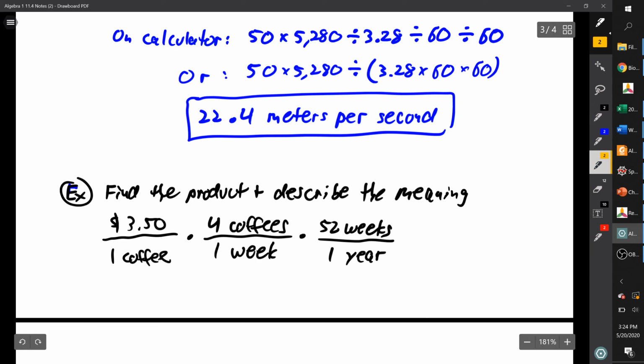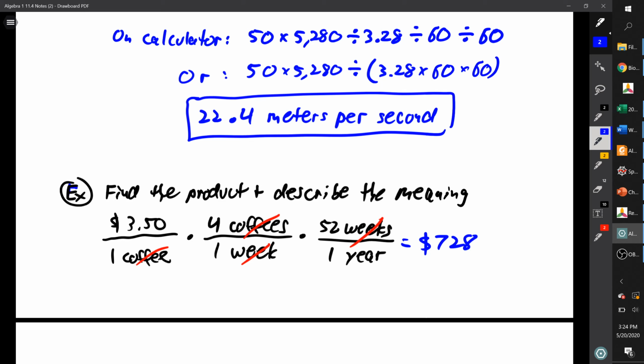So what you would do is look at what units cancel. Coffee and coffee cancel, weeks and weeks cancel. So then what you're left with, when you multiply the numbers, 3.5 times 4 times 52, is $728. So what are my units? Well, dollars on top, and then per year.